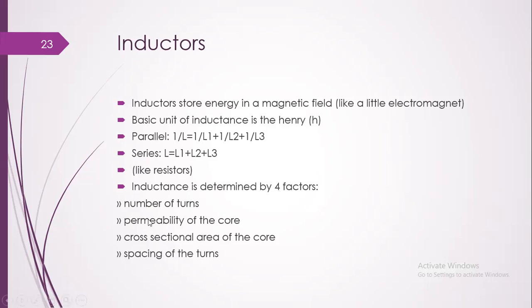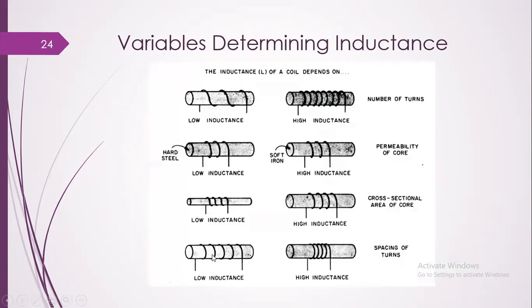Inductance is determined by four factors: the number of turns of the coil, the permeability of the core by which it is made, the cross-section area of the core, and the spacing of the turns. So please see this slide and we will discuss it.